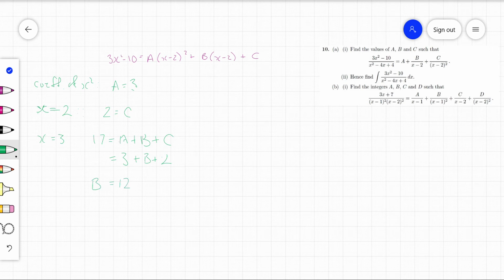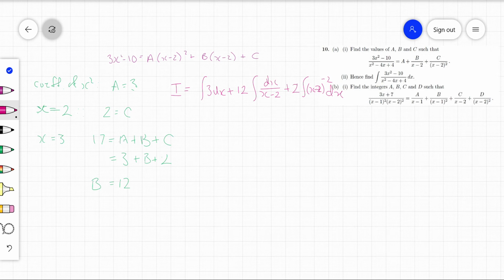Alright, so let's put that in now. So our new integral is going to be equal to a, which is 3 dx, plus b on x minus 2, and c, we've got x minus 2 to the negative 2 dx. The pen stopped working.